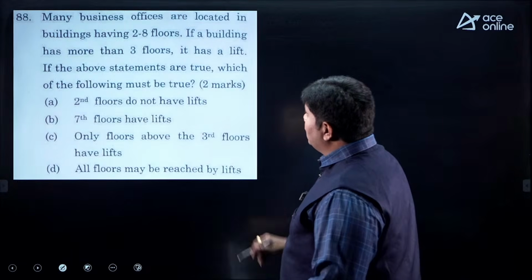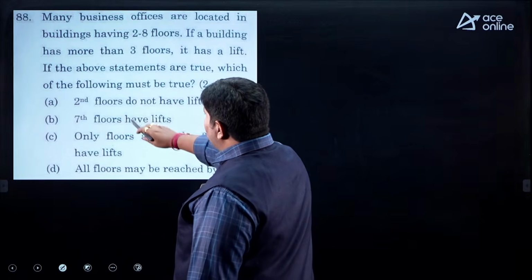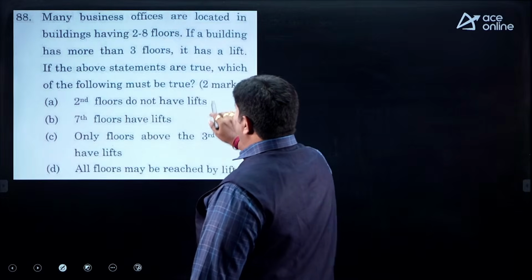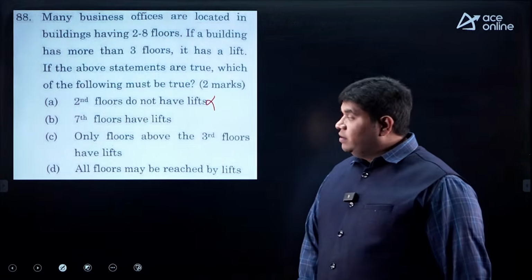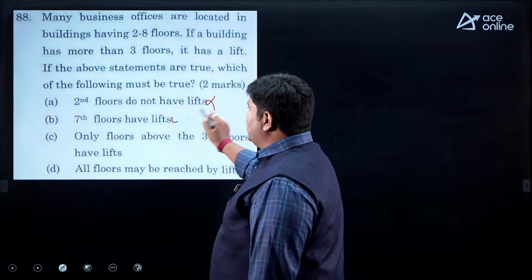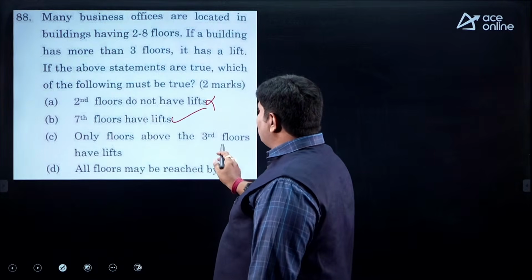Next, there are 2 to 8 floors. The second floor does not have a lift. We are not giving the conclusion for this question. The seventh floor is mentioned, so compulsorily we have a lift. So clearly right: only floors above the third floor have a lift.